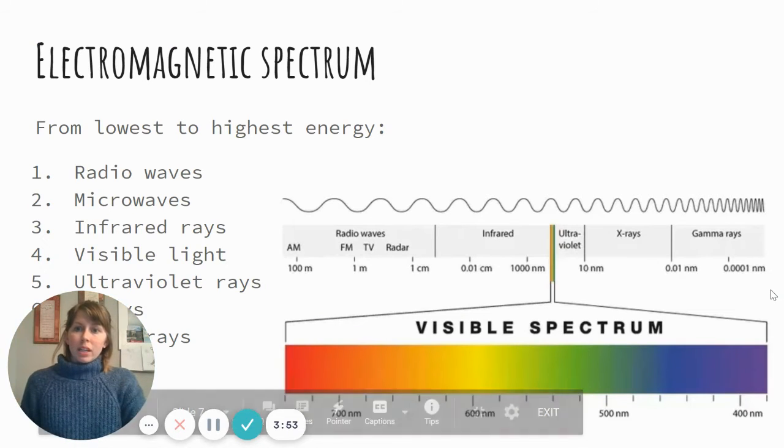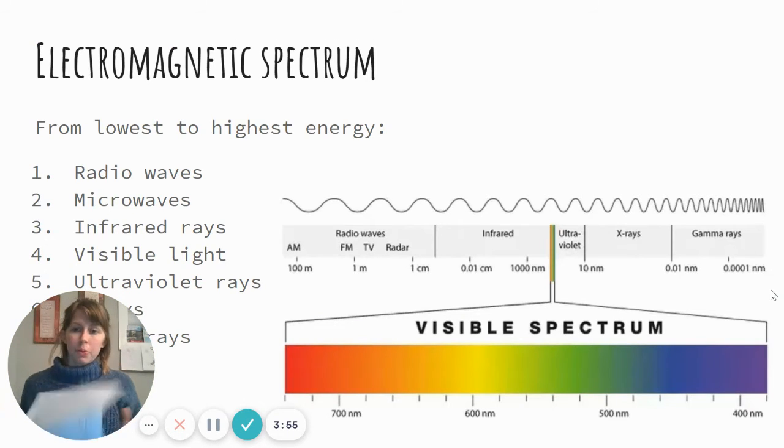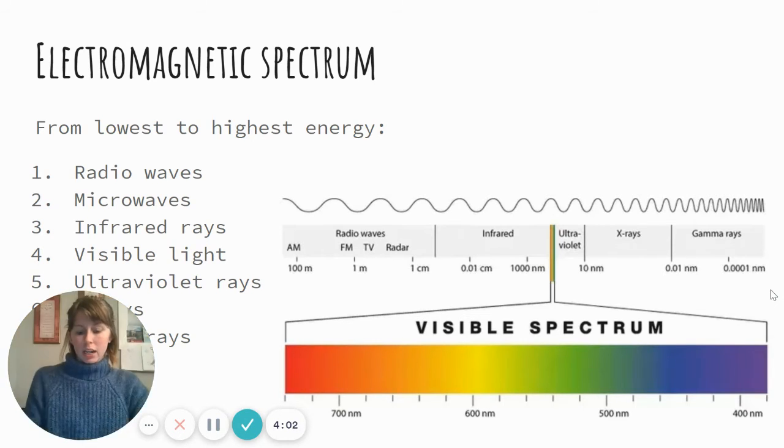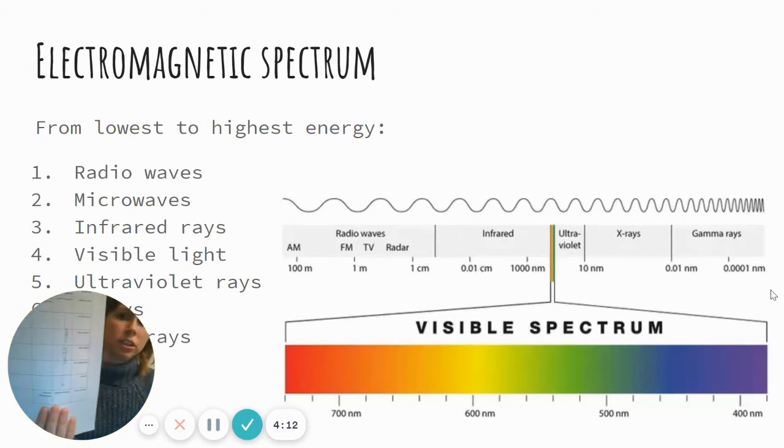So from the lowest energy, which I put on the back of your page, to highest energy, all you need to do right here is just draw an arrow pointing down, and write that energy increases. So energy is increasing from up here to down here. The lowest energy waves are radio waves. The microwaves have more energy. Infrared has more energy. Visible light has more energy. It's just increasing energy.